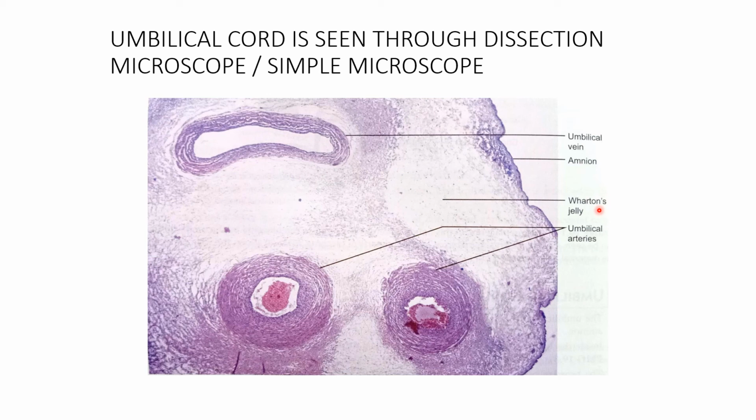In the microscopic section of the umbilical cord, the cross section shows a covering of a single layer of amnion, which is simple cuboidal epithelium. It is filled with gelatinous or mucous connective tissue called Wharton's jelly. This stroma supports the blood vessels and is derived from the primary mesoderm.